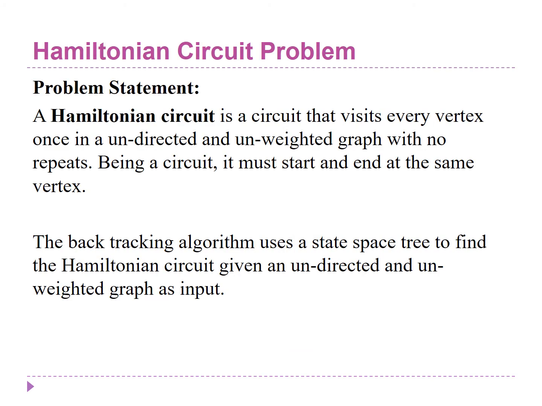The Hamiltonian circuit problem. A Hamiltonian circuit is a circuit that visits every vertex once in an undirected and unweighted graph with no repeats. Being a circuit, it must start and end at the same vertex. The backtracking algorithm could be used to solve the Hamiltonian circuit problem. The backtracking algorithm uses a state space tree to find the Hamiltonian circuit given an undirected and unweighted graph as input.